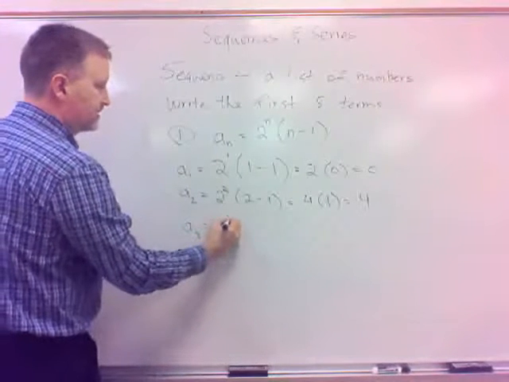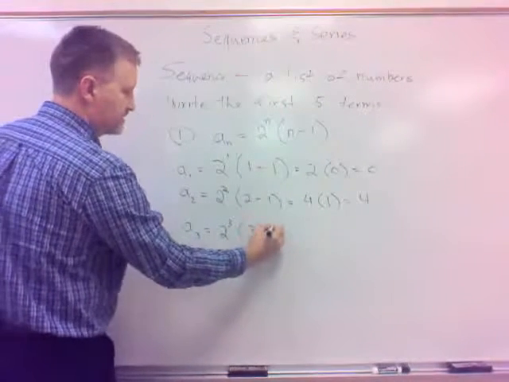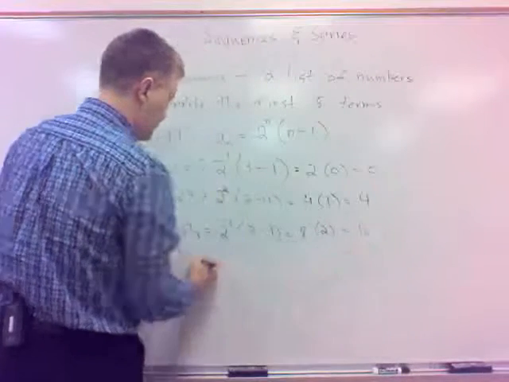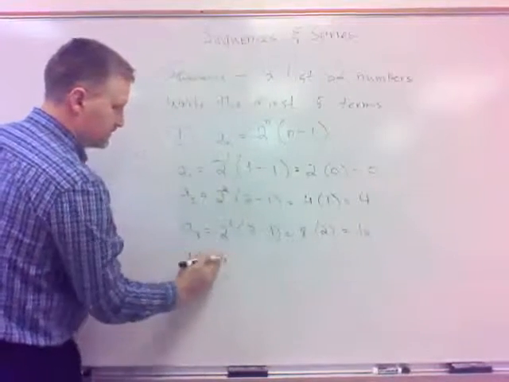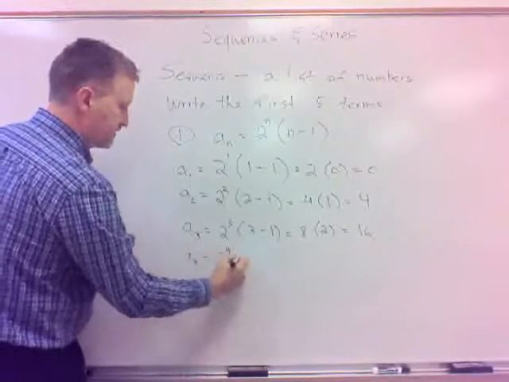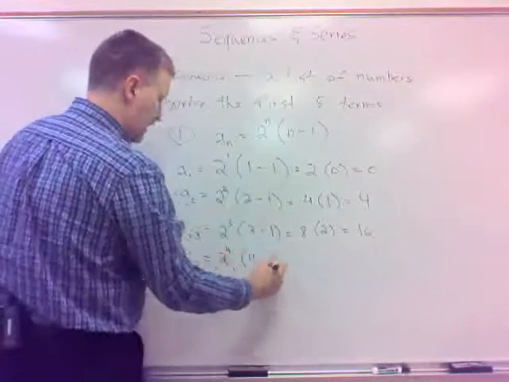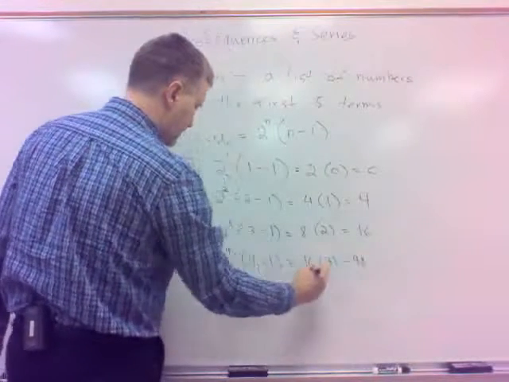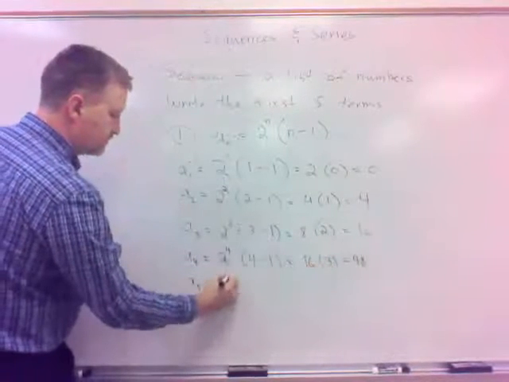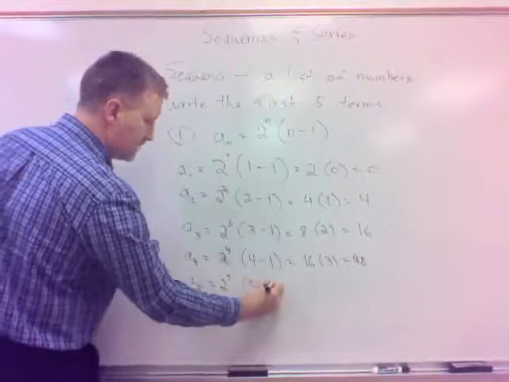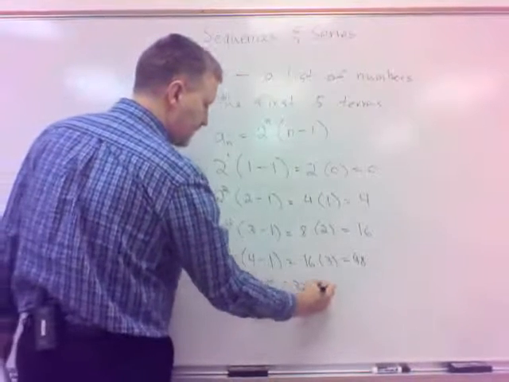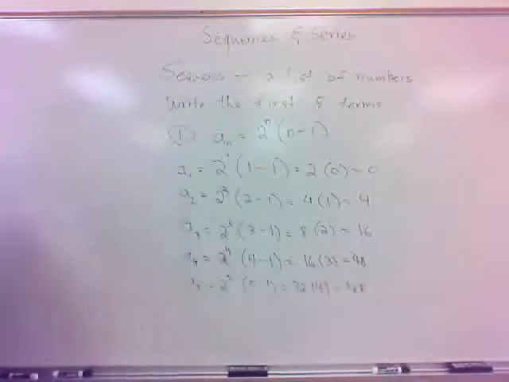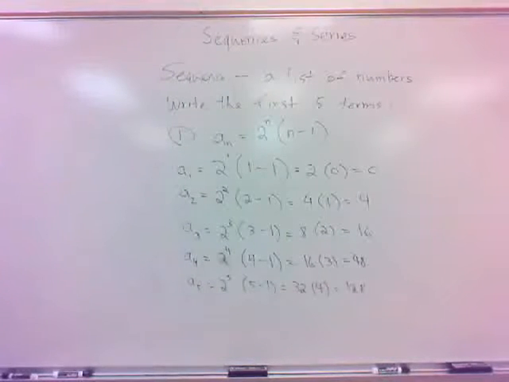A sub 3 would be 2 to the third times 3 minus 1. 2 to the third is 8. 3 minus 1 is 2, so it'll be 16. A sub 4. Yeah, they'll usually want 5 terms, so let's go ahead and do that. What would that be? 16 times 3, 48. And then a sub 5, 2 to the fifth times 5 minus 1. That is 32 times 4, which is 128. Did I do those right? That sound okay?